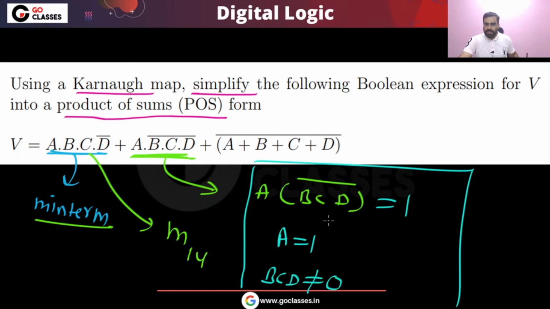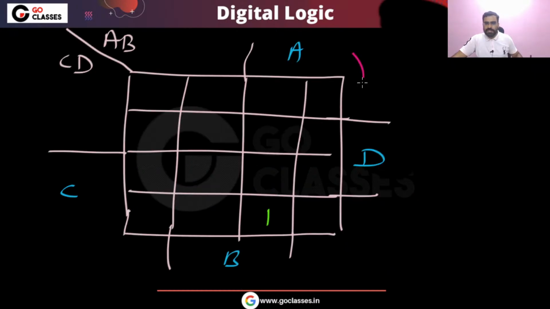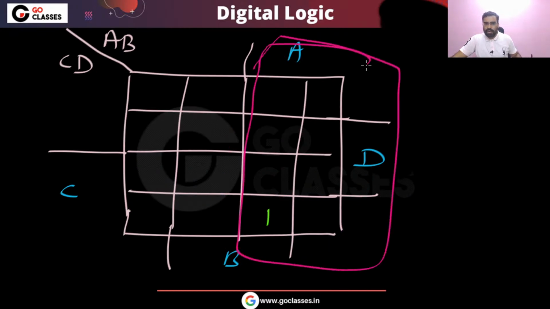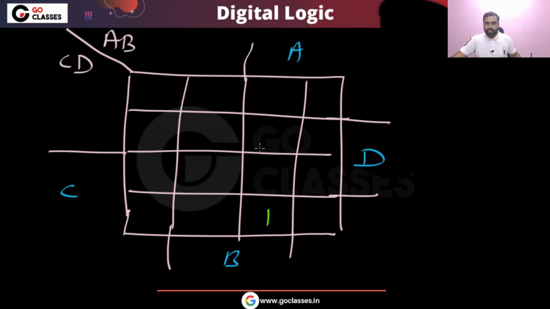A should be 1, and bcd should not be 1. So a must be 1, meaning this area. A should be 1, it means this area. This is the a equal to 1 area. And bcd should not be 1. Here bcd is 1. If you notice here, bcd is 1.